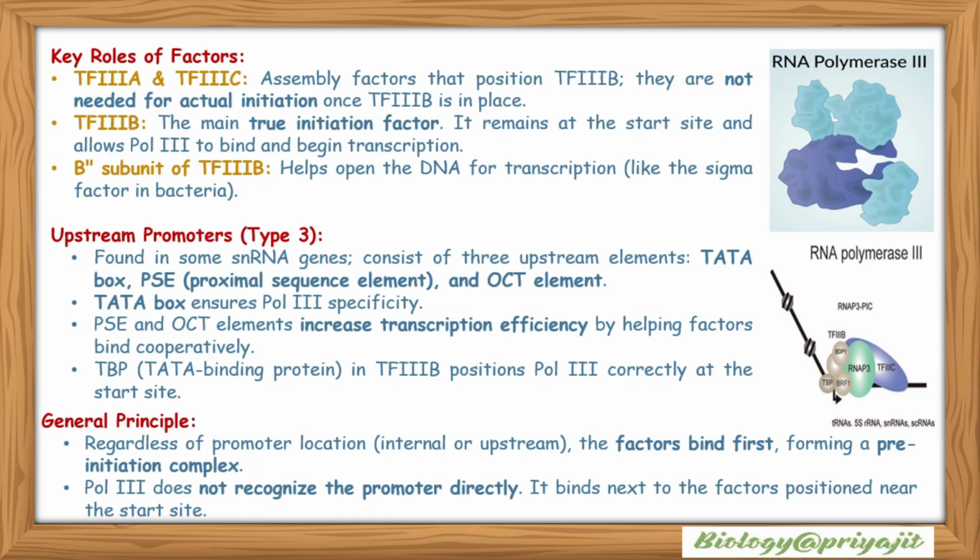Upstream promoters, type 3, are found in snRNA genes and consist of three upstream elements: the TATA box, PSE or proximal sequence element, and the Oct element. The TATA box ensures Pol III specificity. The proximal sequence element and Oct element increase transcription efficiency by helping factors bind cooperatively. TBP, or TATA-binding protein, in TFIIIB positions Pol III correctly at the start site.